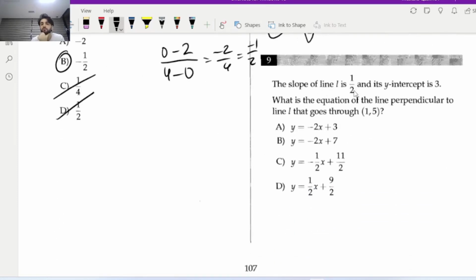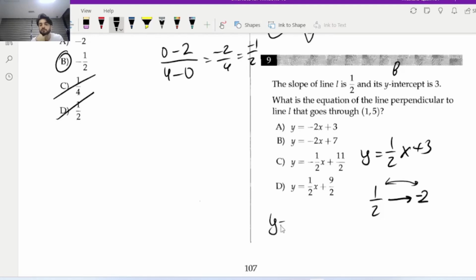Now it says the slope of line L is 1 over 2, and its y-intercept, or b, is equal to 3. So we have an equation like this. First equation of another line, which is perpendicular to this one. That's why we have to convert 1 over 2 to negative 2, because the multiplication of these two slopes has to be equal to negative 1. y is equal to negative 2x plus b. Then we have to put this point in to find b. 5 is equal to negative 2 plus b. b is equal to negative 7. No, I mean positive 7, and positive 7, negative 2, the answer is B.